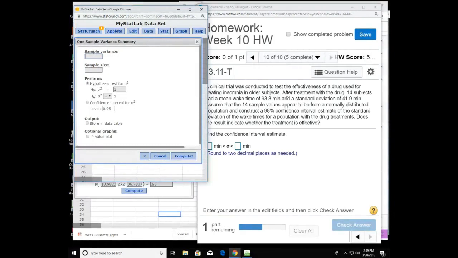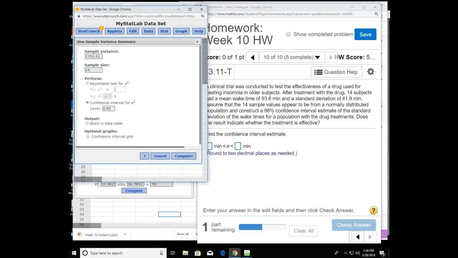So to get the sample variance, we're going to have to take the standard deviation they gave us and square it. Mine is 41.9. So I'm going to square that, and that's going to give me my sample variance to put in here. And then for the sample size, it's how many subjects there were. In mine it says there were 14 subjects. So that would be my sample size.